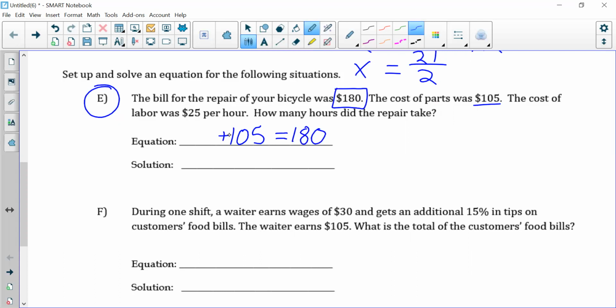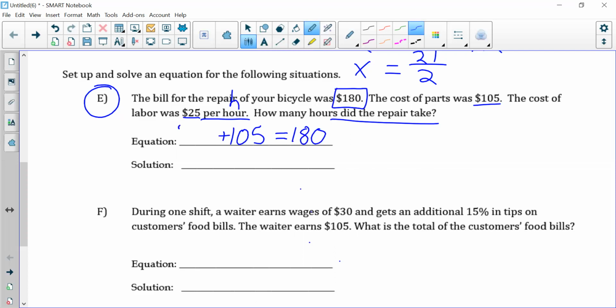All right, the cost of labor was $25 per hour. All right, how many hours did we work? We have no idea. That's in fact our entire question. So how do we make an equation when we don't know a value? We use a variable. So we need to name our variable. And since it's per hour, I'm going to call this H. All right. And we know that for however many hours we worked, whatever the value of H is, we're going to multiply that by 25 to get how much we paid in labor.